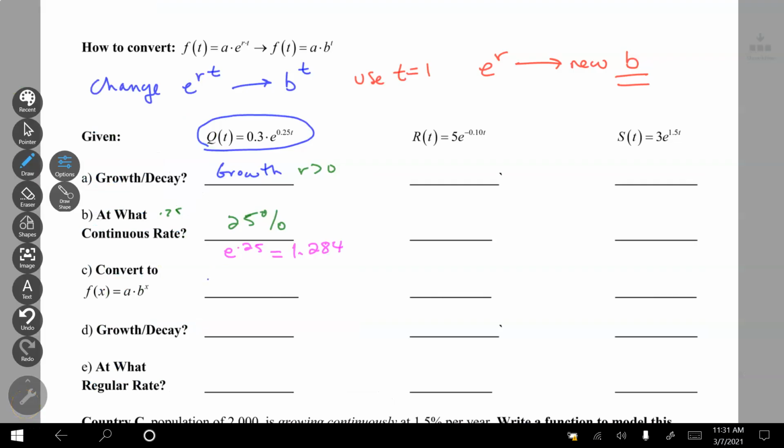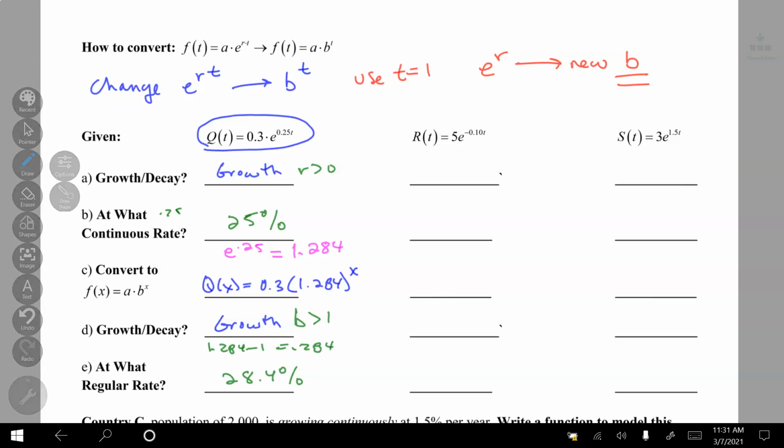So now my new equation is going to be q of x is still the initial value of 0.3, but inside the parentheses is 1.284 raised to the x. Well, that's still growth. Why? Because the b value is bigger than 1. And now I'm going to do 1.284 minus 1, which is 0.284, and that's 28.4%. So here's the idea. Continuous growth by 25% is a regular growth of 28.4%.